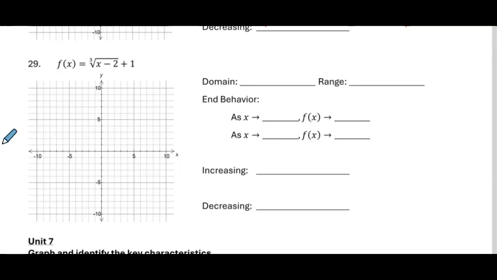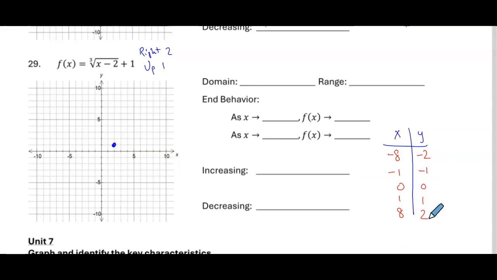Okay, 29. Cube root. Let's do the shifting first. So that's going to be right 2 and up 1. So right 2, up 1 is here. And a cube root graph is going to make like an S shape. So to do a cube root graph, our table needs to be using the numbers -8, -1, 0, 1, and 8. The reason we're using these is because these are cube numbers, so I'm able to cube root them and get -2, -1, 0, 1, and 2.